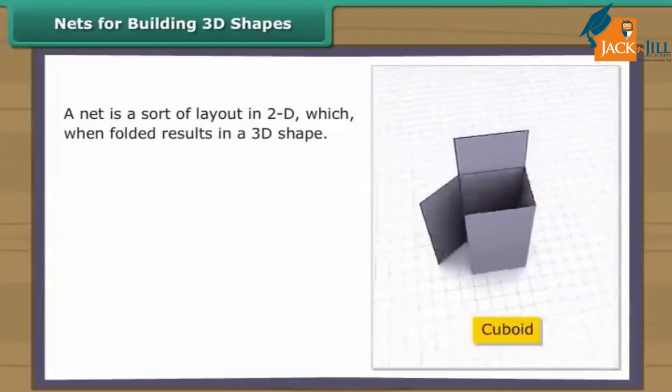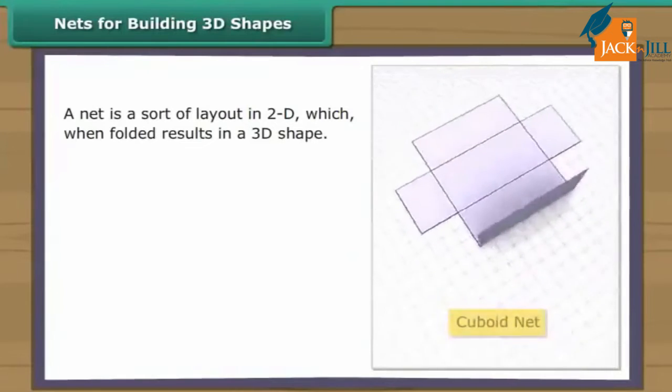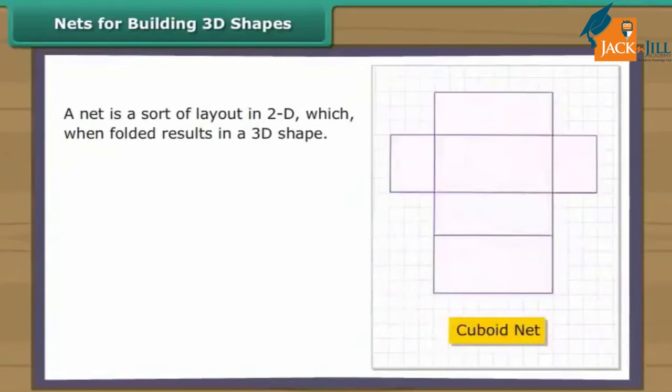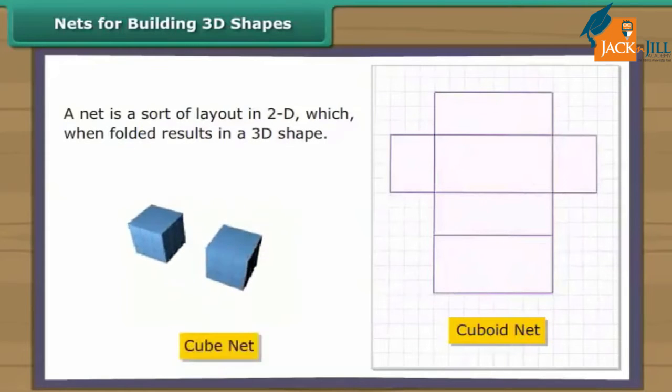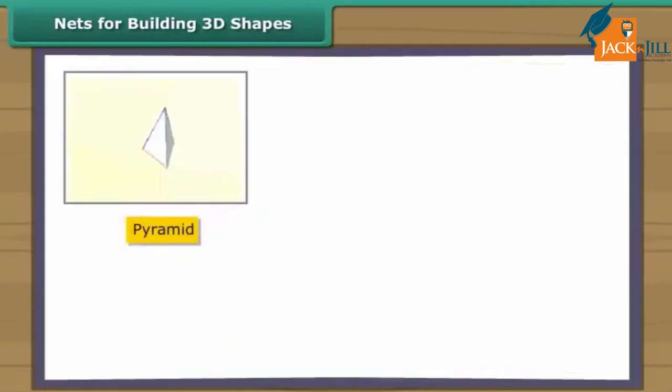A net is a sort of layout in 2D which, when folded, results in a 3D shape. Here we show you how a cuboid is formed from its net. Now you can see a cube with its net. Now we see how a pyramid is formed. Here we show you how a pyramid is formed from its net.